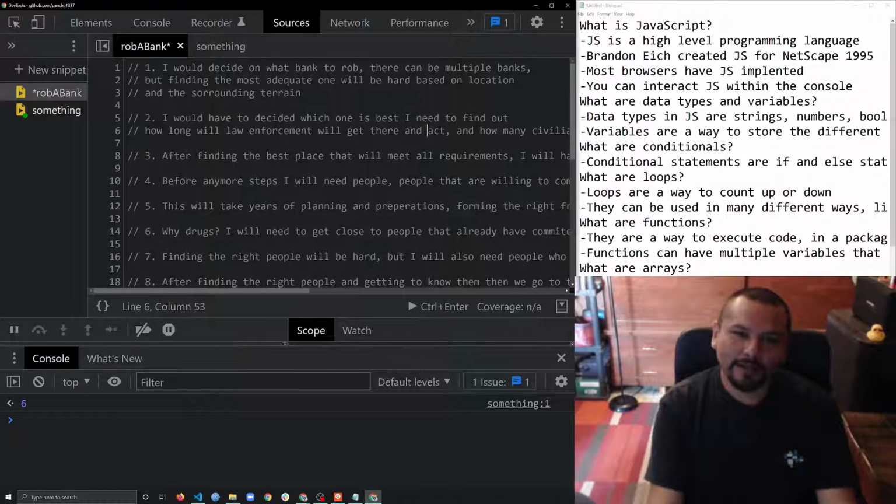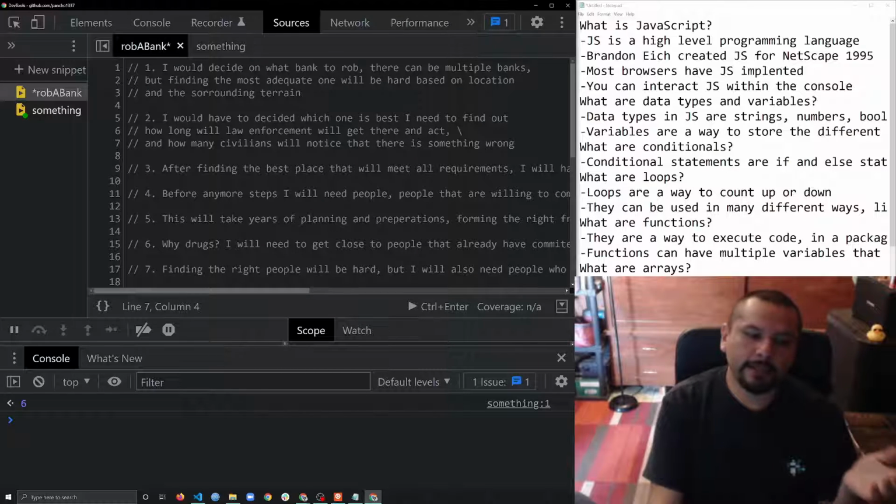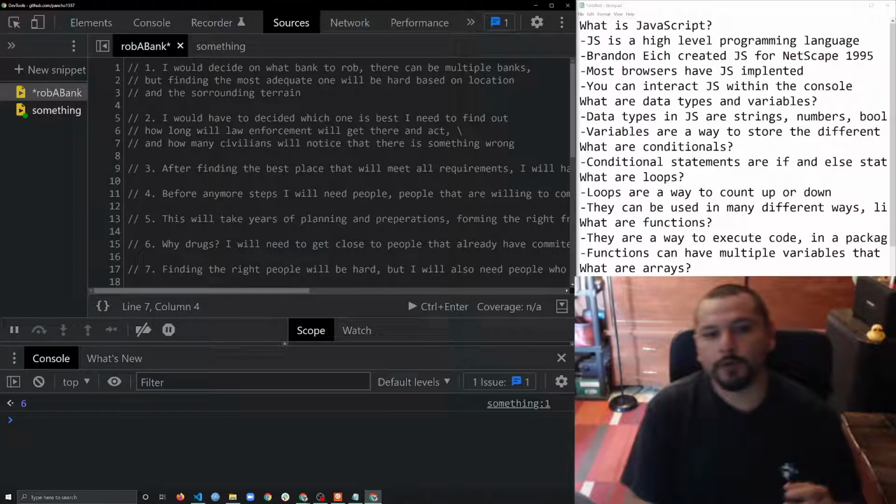All right, and then he wrote, and how many civilians will notice that there is something wrong? Also, is this a bank that's on Main Street, right? Are there a lot of people coming out? So I think this is what he means, right?